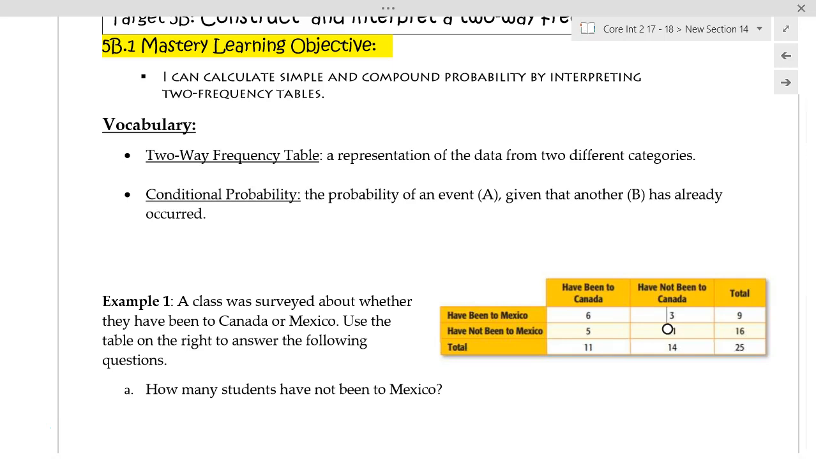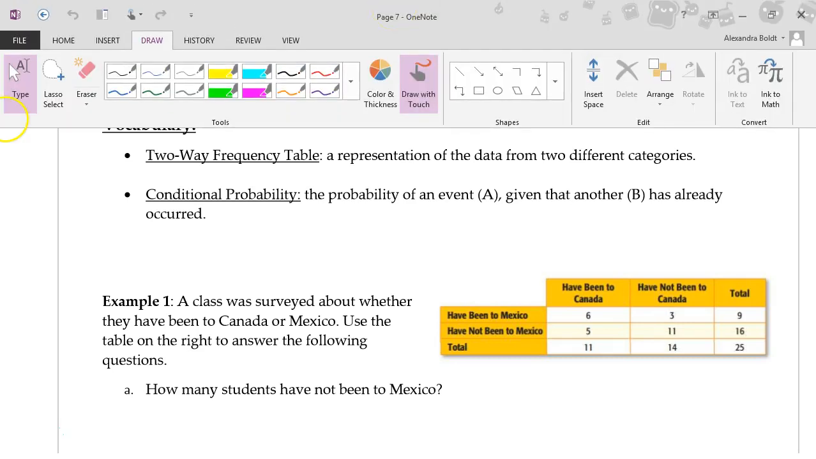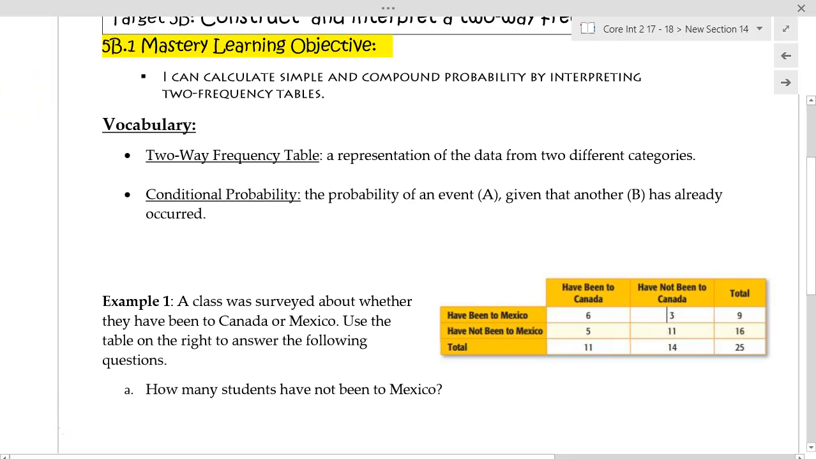We're also going to be looking at conditional probability, which is the probability of an event, the first event A, given that another event has already occurred. So we will call it conditional probability. I will also often refer to it as a given probability. That's your key word. Just like independent events, the key word is and. For mutually exclusive, your key word is or.